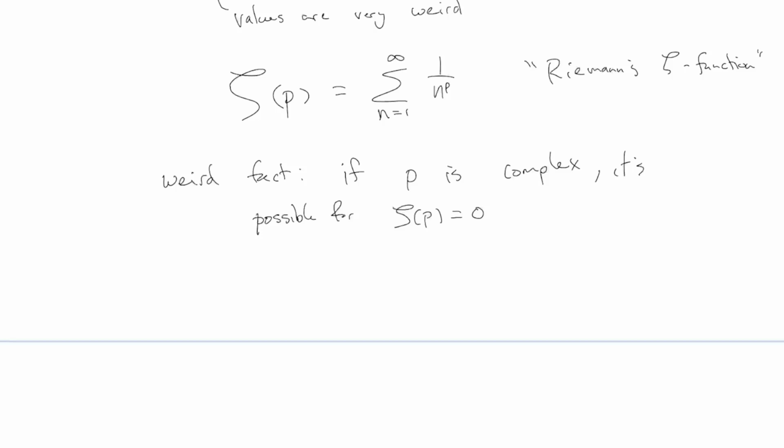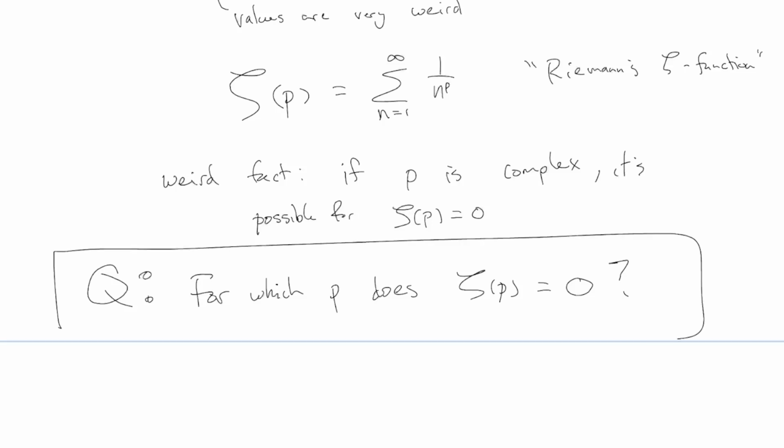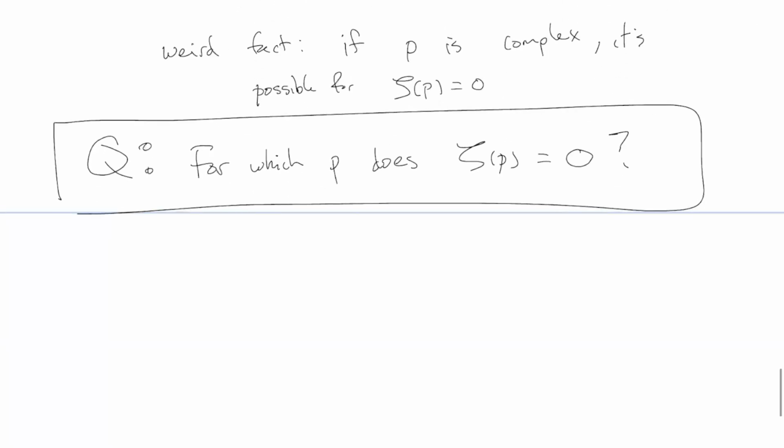And there's this big question: for which p does zeta of p equal 0? This is a question that people have been thinking about for a long time. Riemann, in his famous paper about the zeta function, wrote down a hypothesis. So Riemann gave a conjecture about for which p the zeta function equals 0, and this is referred to as the Riemann hypothesis.